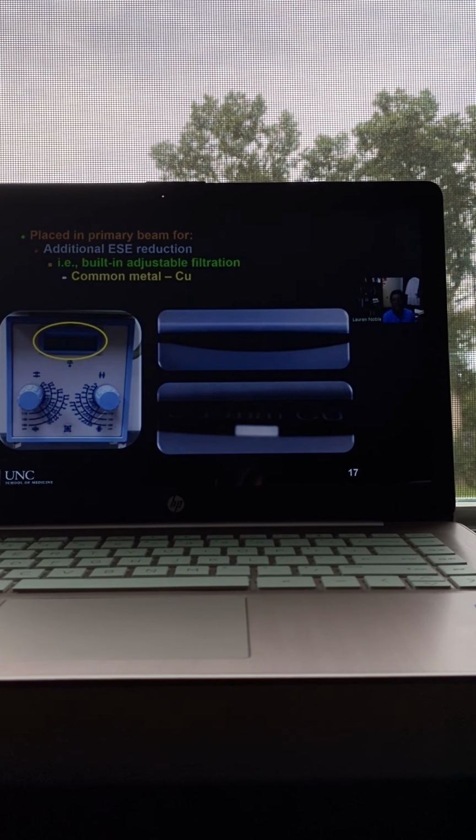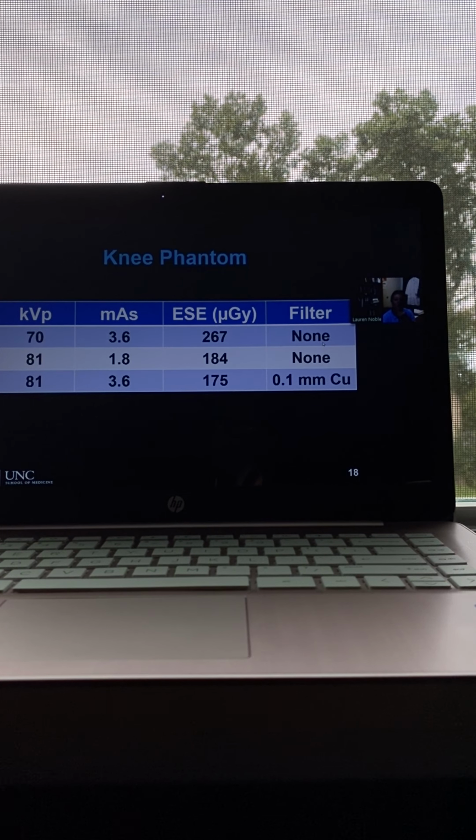Okay? Like I said, we'll do an experiment with it tomorrow, but just to give you an idea how this can further reduce exposure. This was an experiment that I had done with a knee phantom. I used 70 kVp, 3.6 mAs, and I measured the tube output was 267 microgray. And I didn't use this copper filter, so I didn't have this copper filter in place.